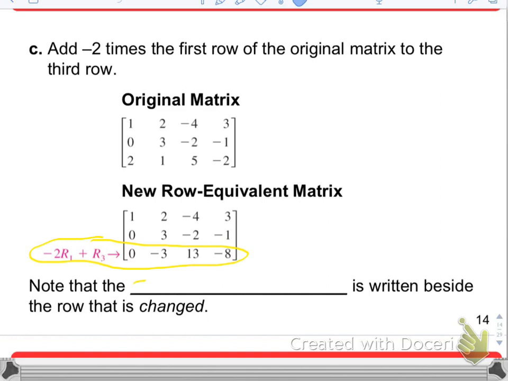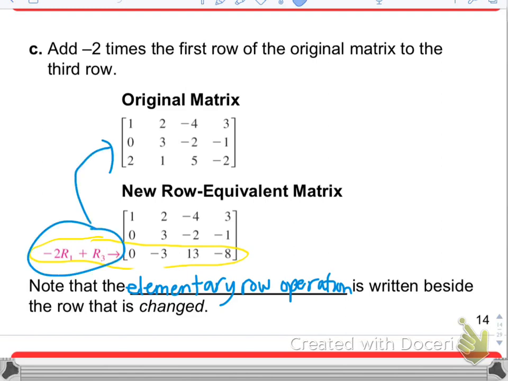And so note that the elementary row operation is written beside the row that is changed, not the row before it. I hope you understand the difference. You don't write this operation for that row, you write it for the final row that's been changed. So this is telling me, if I look at the matrix before this one, that you took -2 times the first row and added it to the third row, and this was your final product. I'm going to stop this video here because it's going over 15 minutes almost.